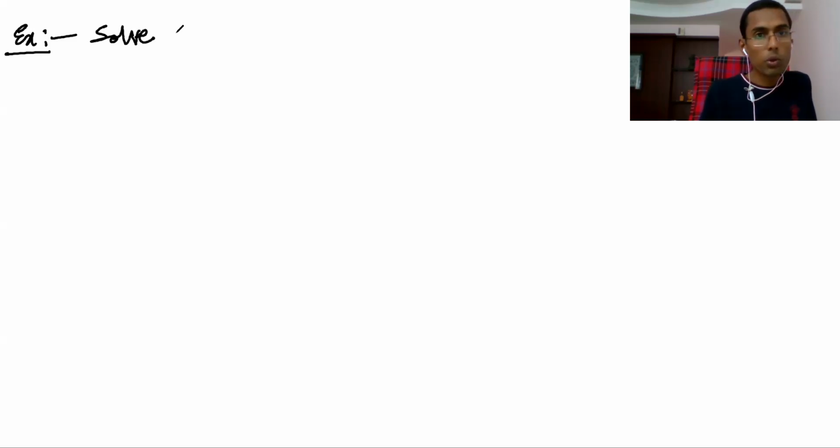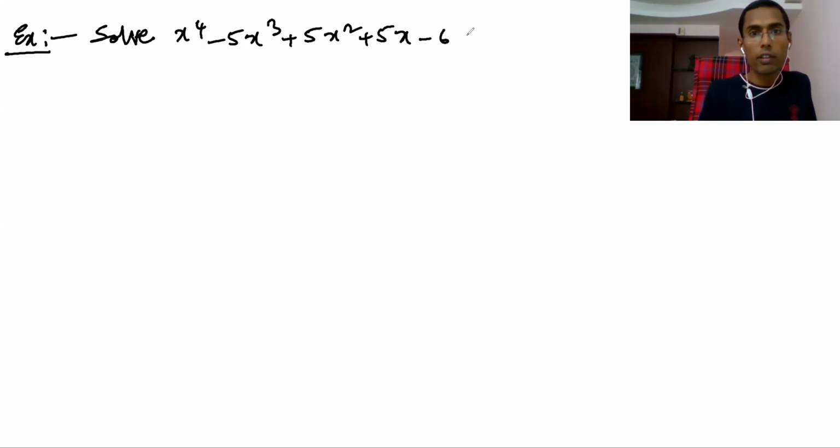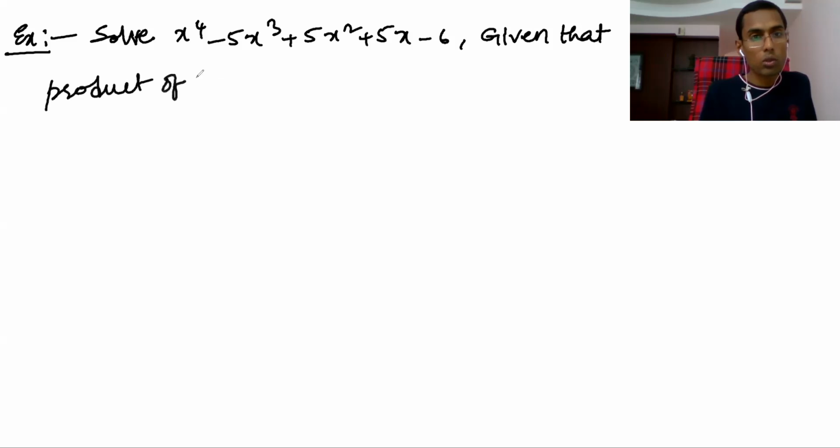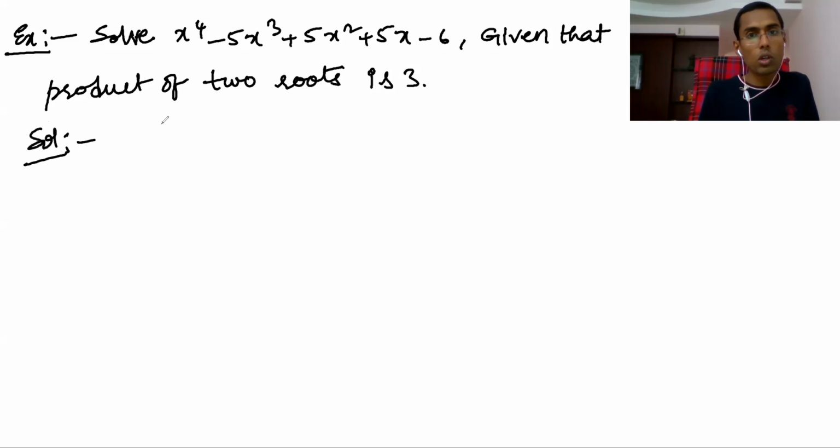This is x⁴ − 5x³ + 5x² + 5x − 6 = 0. Given that the product of two roots is 3. Solution: the product of two roots is given.